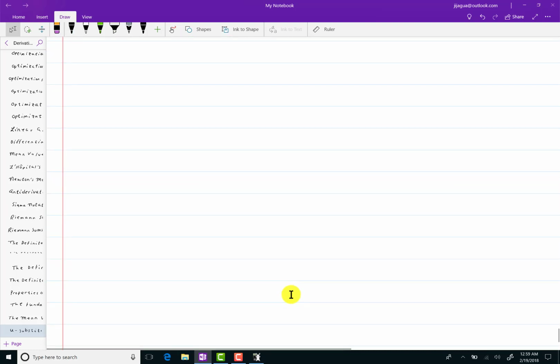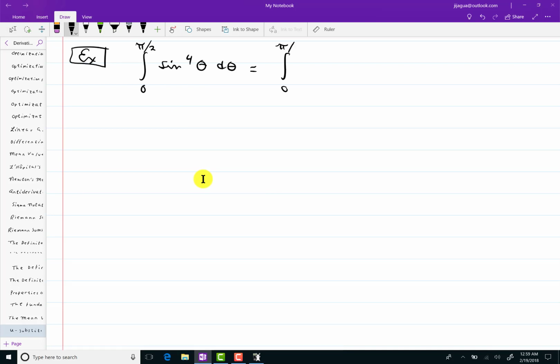My next example involves sine. I'll go the integral from 0 to pi over 2 of sine to the 4th theta d theta. Of course, there's no rule that says you're going to make this 1 minus cosine of 4 theta. There is no 4 theta rule like that. Instead, you're going to have to go from 0 to pi over 2 and change this to sine squared theta times sine squared theta d theta.